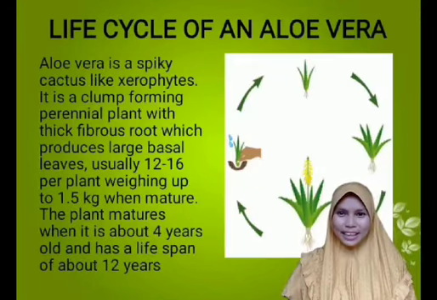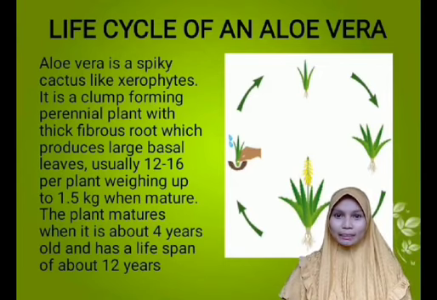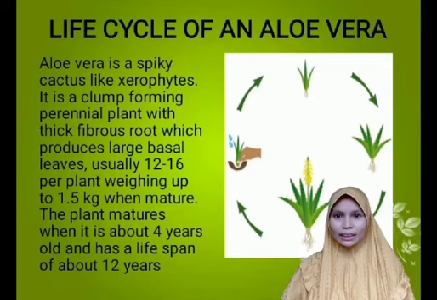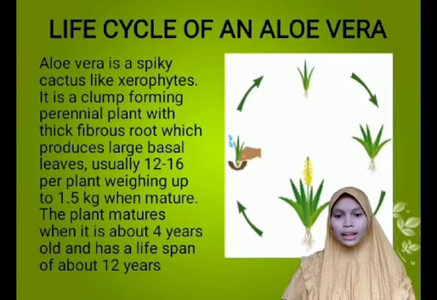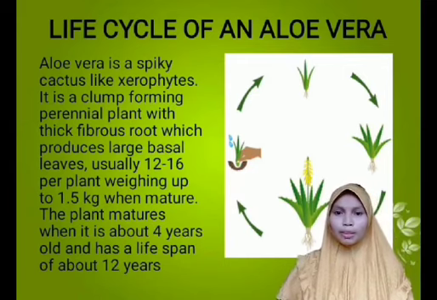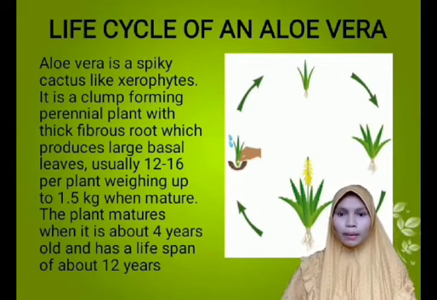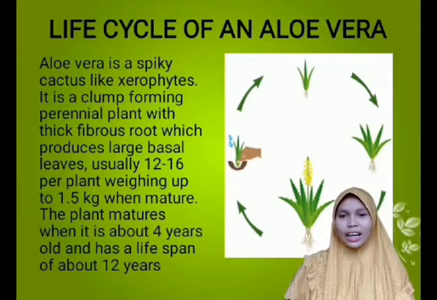Next is the life cycle of an aloe vera. So, aloe vera is a spiky, cactus-like xerophyte. It is a clump-forming perennial plant with thick fibrous roots which produce large basal leaves, usually 12 to 16 per plant, weighing up to 1.5 kg when mature. The plant matures when it is about 4 years old and has a lifespan of 12 years.